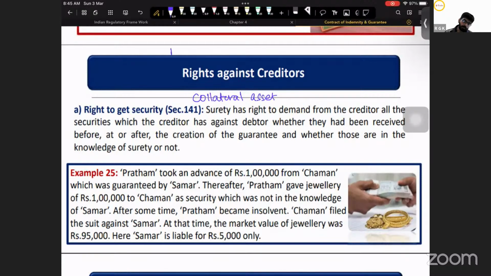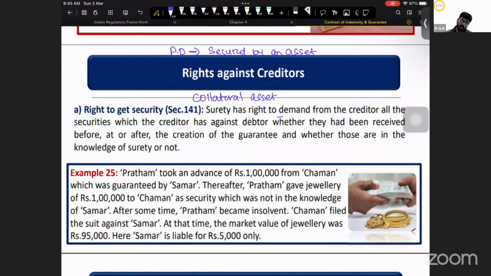Suppose the principal debt is secured by an asset. Once the surety pays the principal debt, whatever asset on which the creditor had the right, now the surety gets the right to recover it from the creditor. He can ask the creditor to give the particular security asset.